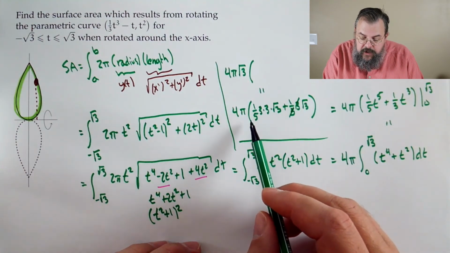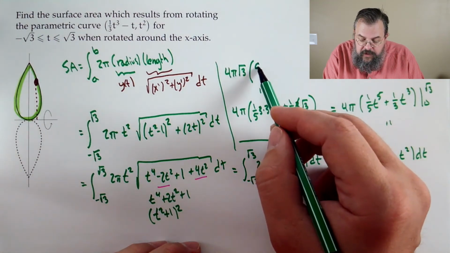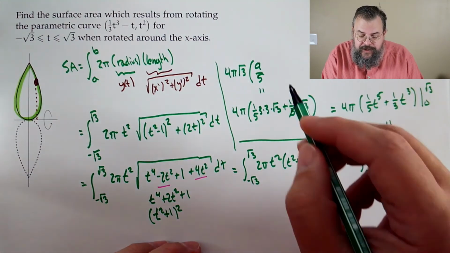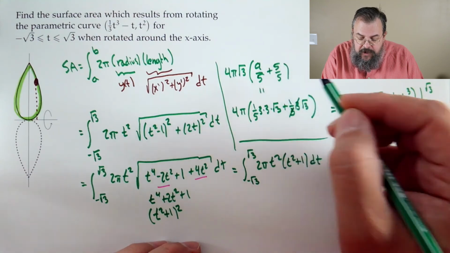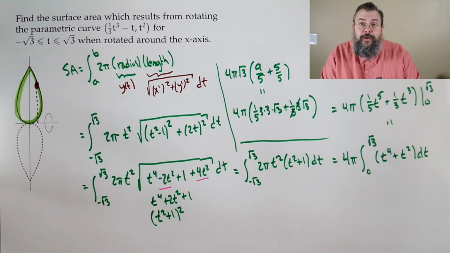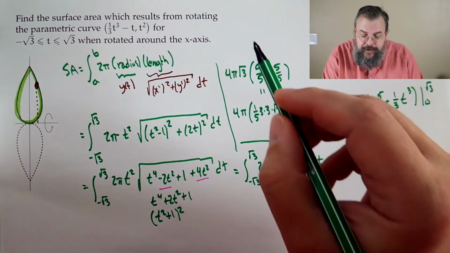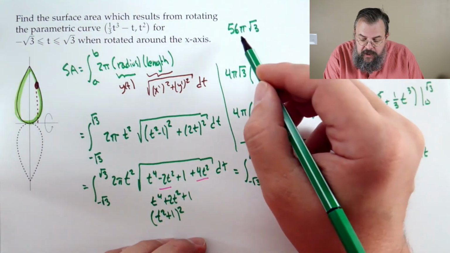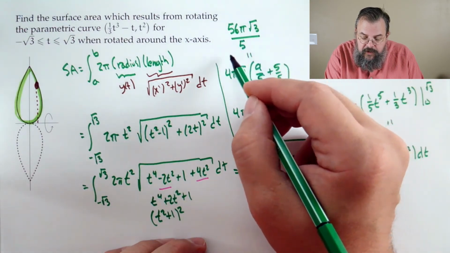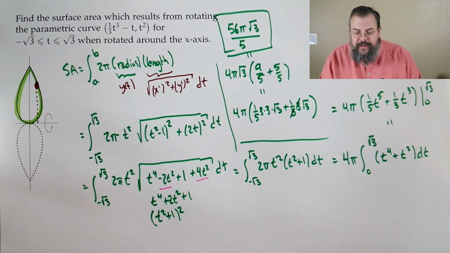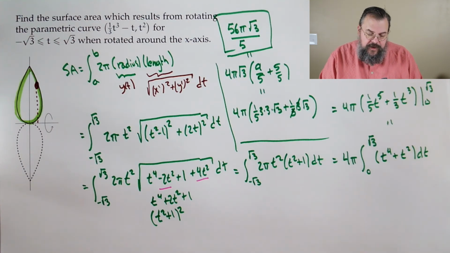And then, what do you have? Well, 9/5, 3 times 3 over 5. And here, plus 1. Well, that's also 5/5. All right. Well, 9 plus 5 makes 14. 14 times 4, 56. So we're going to get 56 pi root 3 all over 5. And there we go. That's it. That's our answer. It's not so bad. It's not so bad at all. Okay, so it works out kind of nicely.